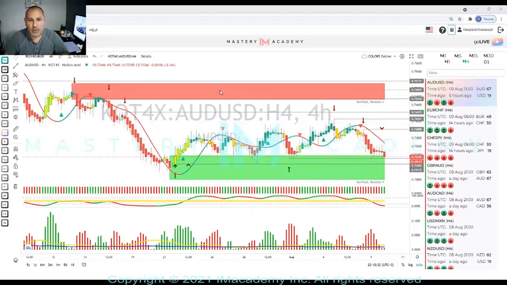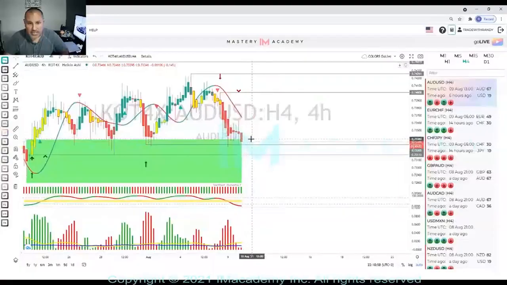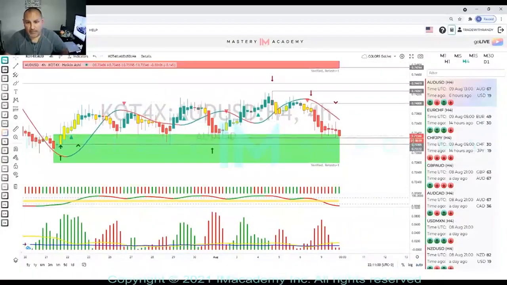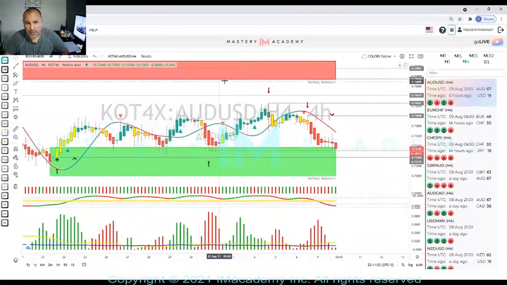All right, let's move forward. We have a lot of new family members, so I want to keep it simple. Anytime you're looking at Colors, first and foremost, you want price to go into a box. I like to have it going from the opposite box into a box, if at all possible. Currently on AUD USD, up at the top you have a red box. At one point price left that red box, and now we've come into this green box.